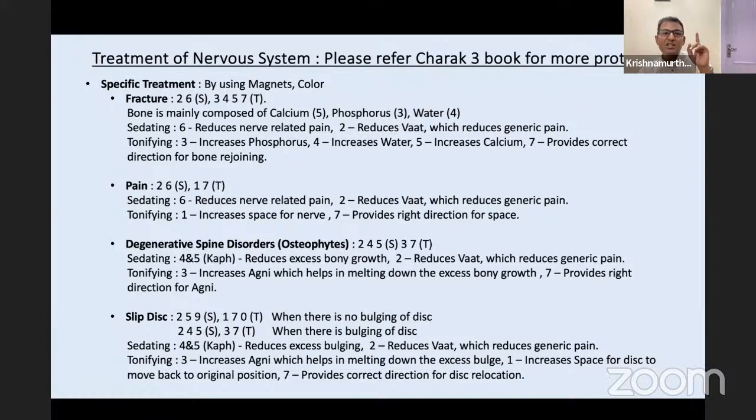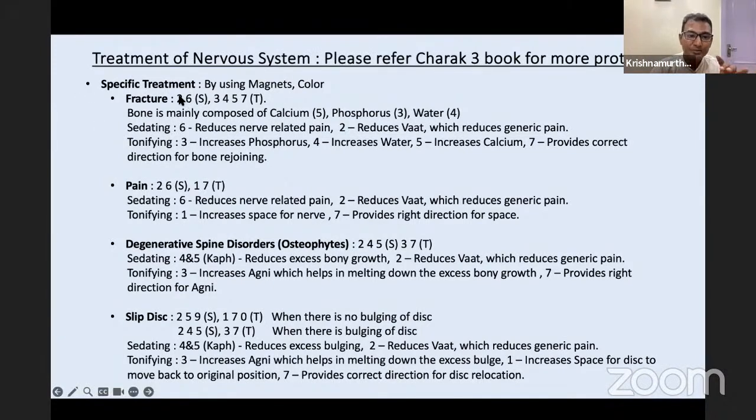Whenever there is nerve related pain, these are all kind of thumb rules that you will have to use. Whenever there is nerve related pain, you will sedate number 2, Vat, and number 6, Kal. Because Kal is related to spine and Vat is related to the movement. There is excess movement, you have to reduce the movement. So you will sedate 2 and 6 whenever there is a pain related to nerve.